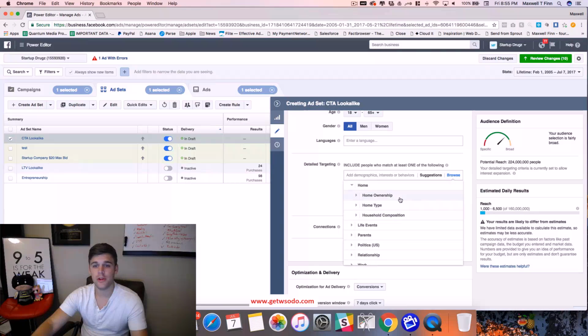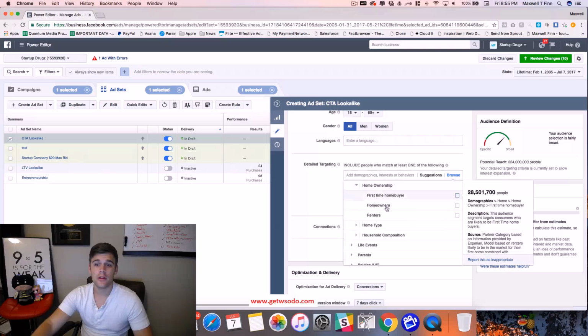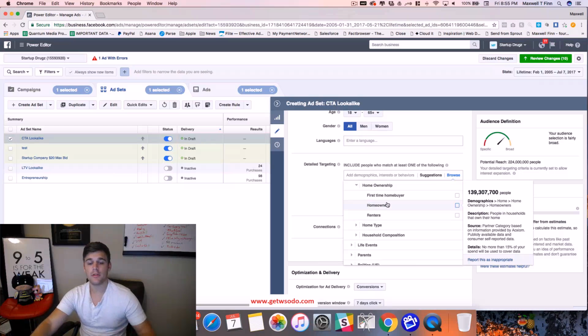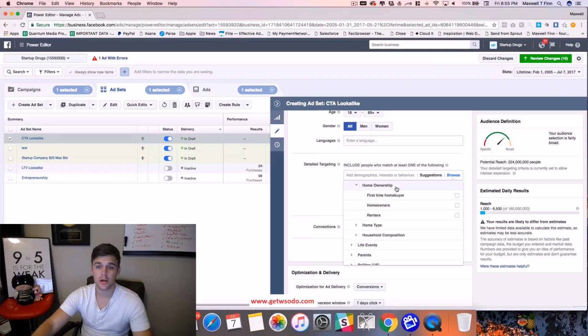You have home ownership type. You have their actual home type. So if you're a mortgage broker or a realtor, and you're trying to get some new buyers, look at renters, right? Because those are people that currently don't own a home. That might be a great market to go after.